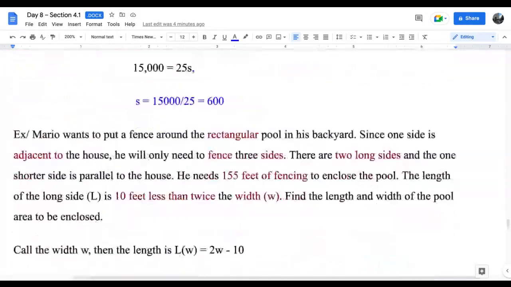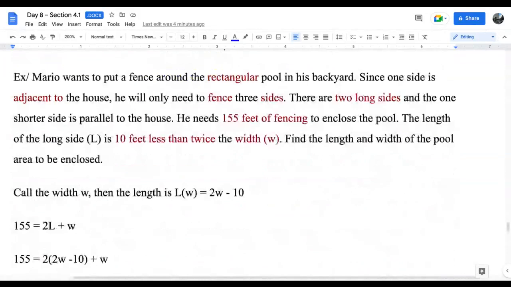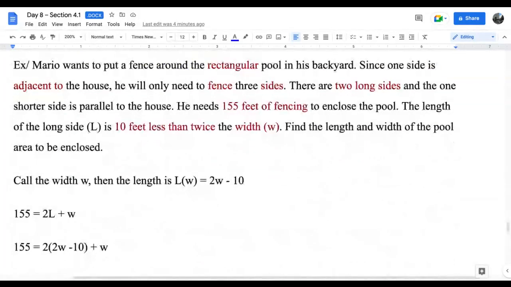Okay, let's go to the next one. Mario wants to put a fence around a rectangular pool in his backyard. Usually a 7 by 11 inches paper is a rectangular. Since one side is adjacent to the house, he will only need to fence 3 other sides. There are 2 long sides, and the 1 short side is parallel to the house.